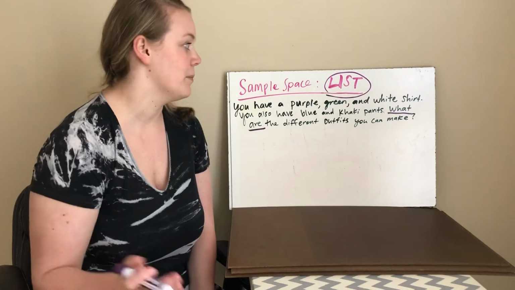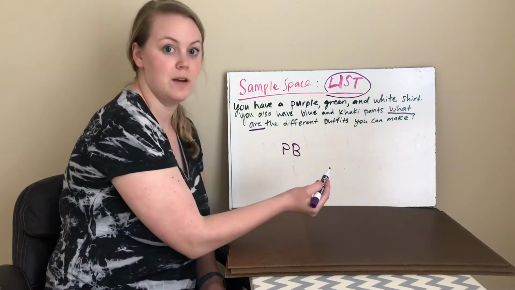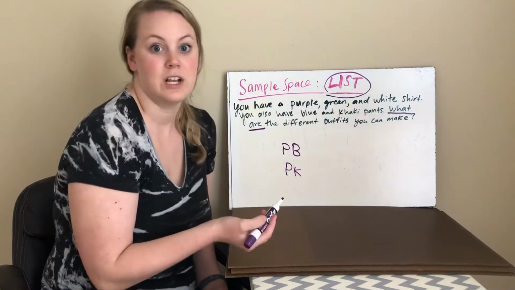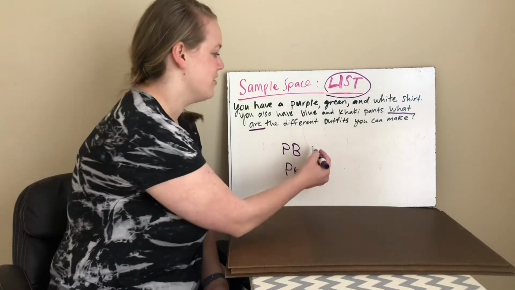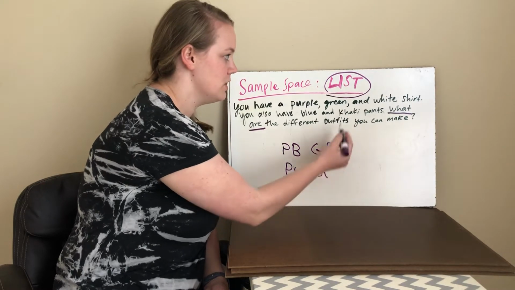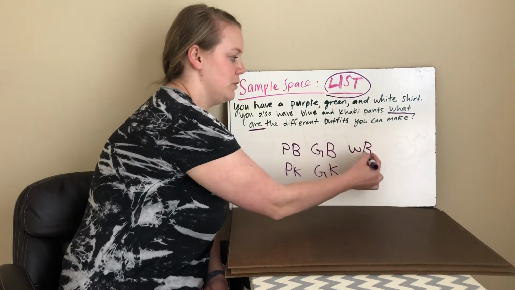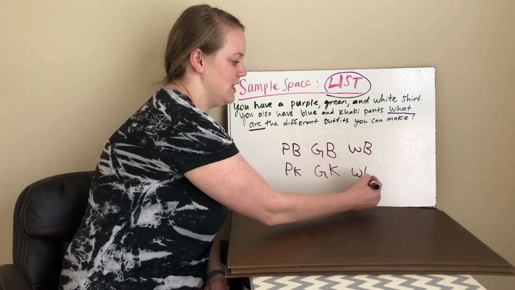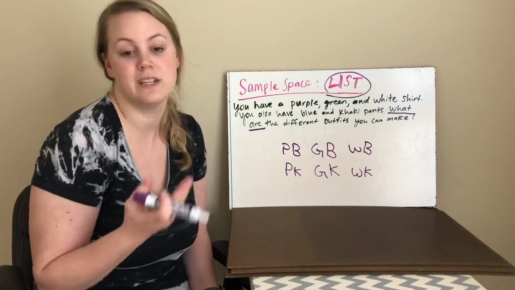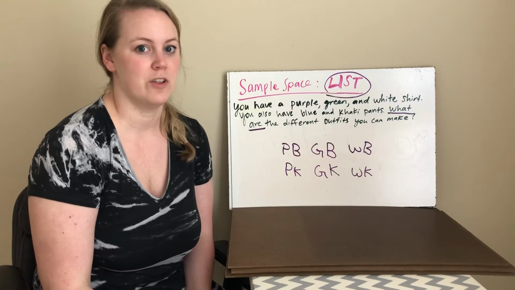So we've got a purple shirt and blue pair of pants. We've got a purple shirt and a khaki pair of pants. And you're just going to continue to list it. We have a green shirt and a blue pair of pants, green shirt and a khaki pair of pants, white shirt, blue pair of pants, white shirt, khaki pair of pants. I know it's weird, but that's your answer. You've listed all the different types of outfits that you can make from what's in your closet.